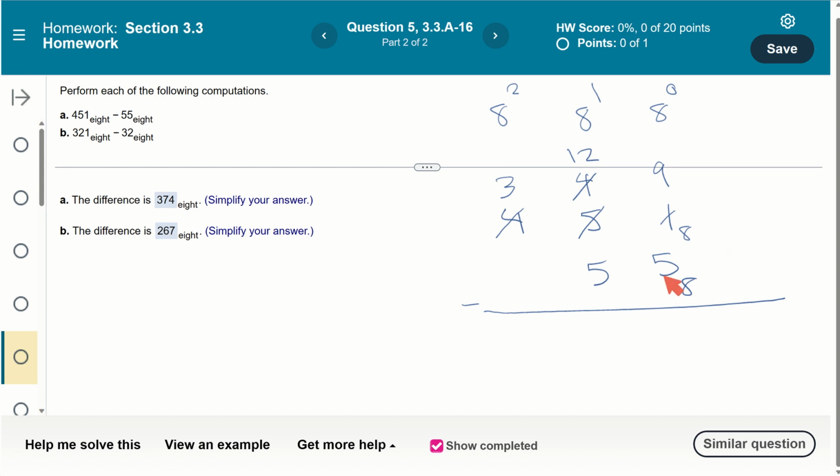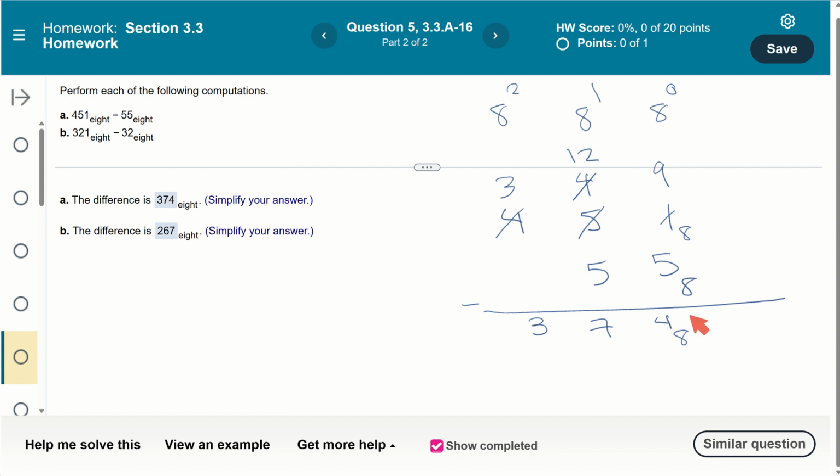We're ready to subtract. So 5 from 9 leaves me 4. 5 from 12 leaves me 7. And 3 just comes down. So I get 3 7 4 in base 8. Now notice how it was different from when we did base 5, because there we added 5 5s to this column, but here we're adding 8 8s to this column. So make sure you understand the difference, and you should be in good shape.